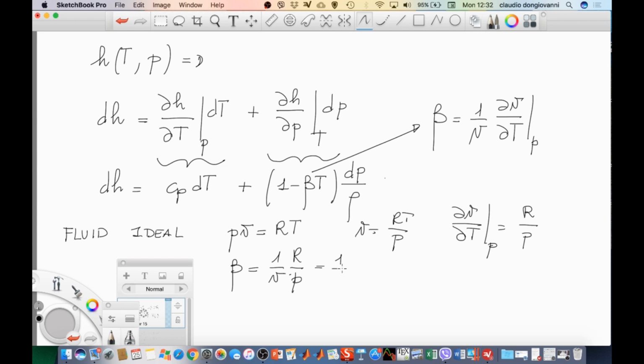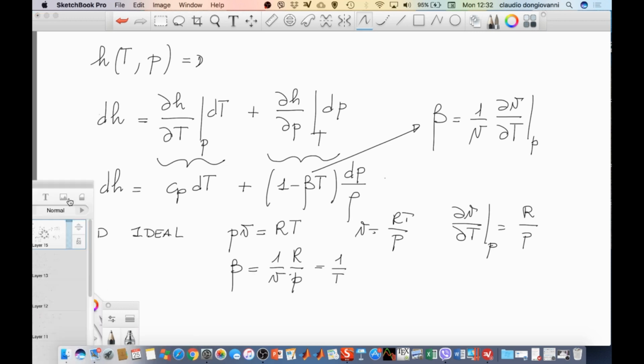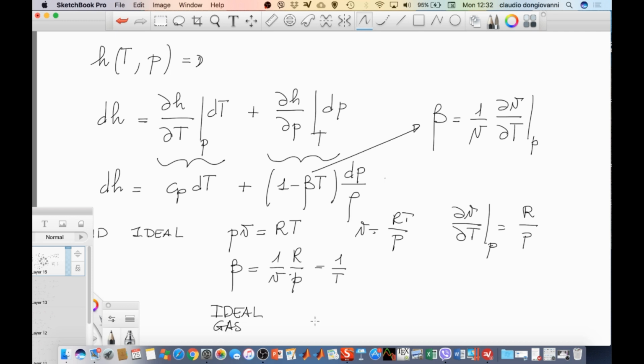So for an ideal gas, beta is 1 over T. 1 over T times T is equal to 1. So for an ideal gas, you have that dH is exactly equal to Cp dT, and also dU is equal to Cv dT, in an ideal gas.